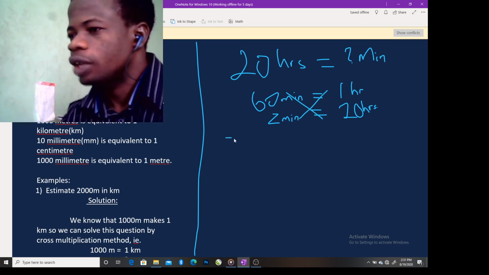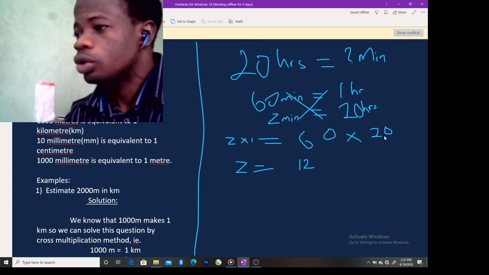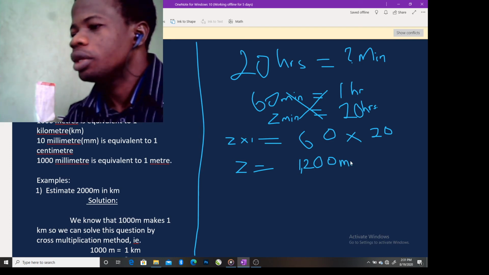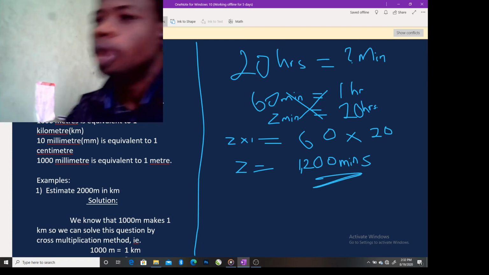So you have Z times 1 equal to 60 times 20. And what would that give me? Z times 1 is Z, and that will be equal to 6 times 2, which is 12. Then you put the 2 zeros, that's 1,200 minutes. You can change this back also to hours using the same approach.